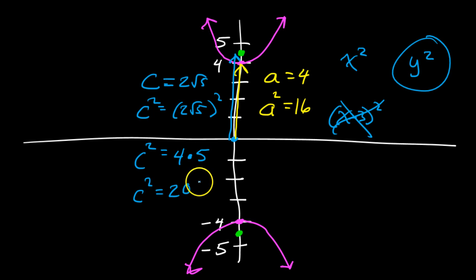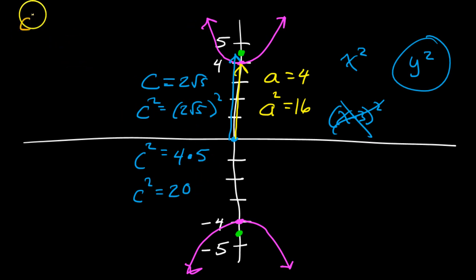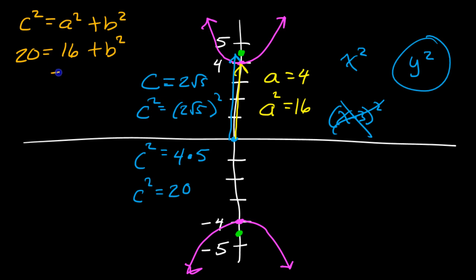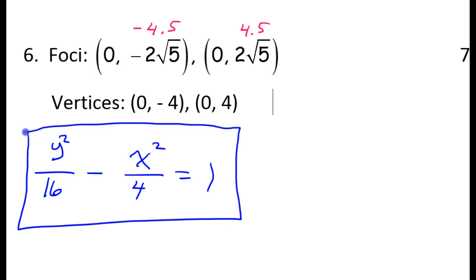But I don't really care about c squared. What I really want is b squared. But what I know is that c squared is equal to a squared plus b squared for hyperbolas. So c squared is 20. A squared is 16. So plus b squared. So if I just subtract 16 from both sides, that's going to tell me that b squared is 4. Look at that. So b squared is 4. And that's it. This is the standard form equation for number 6.